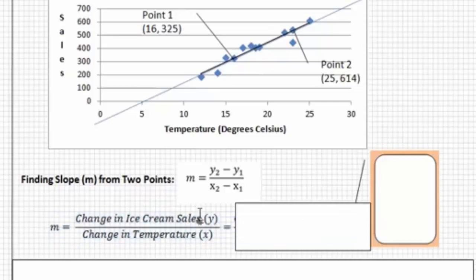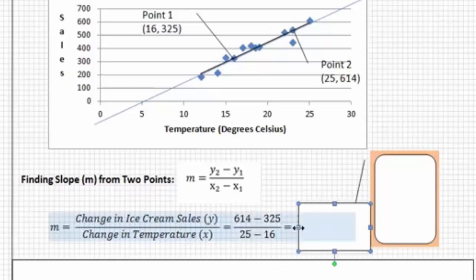So remember, slope is always change in y over change in x, and here I've just added what the y variable and what the x variable represent in this story problem. Now we're ready to just fill in those values. So I took 614, which is the y value from my second point, and I'm subtracting 325, since that is my y value from my first point. And similarly on the denominator, I took 25, which is the x value from my second point, minus 16, which is the x value from my first point. And so by doing this, by finding the difference, we're finding that change.